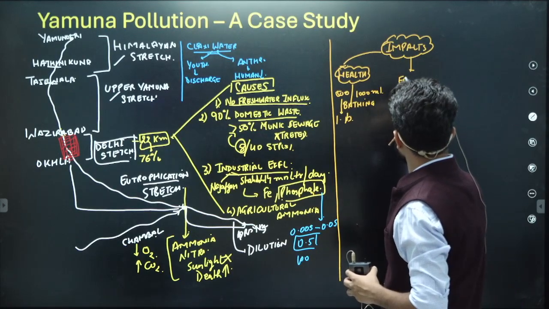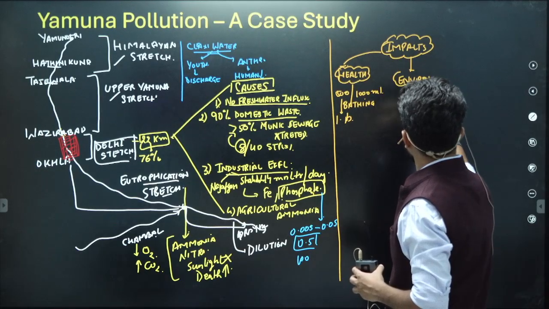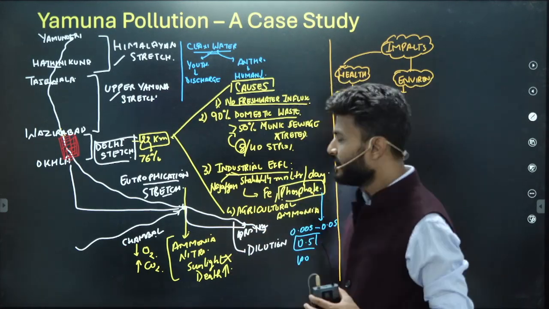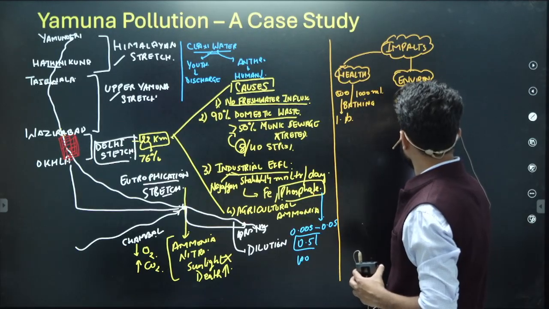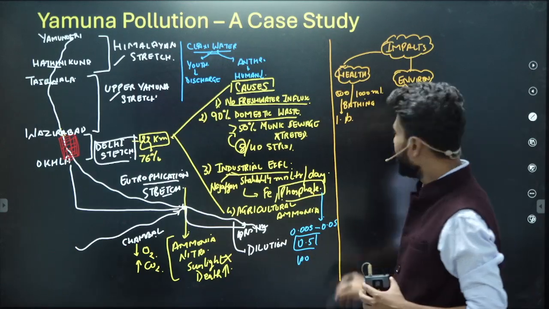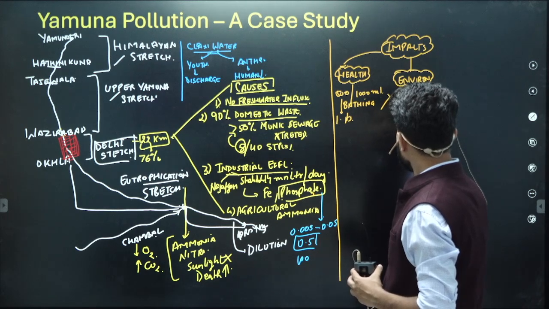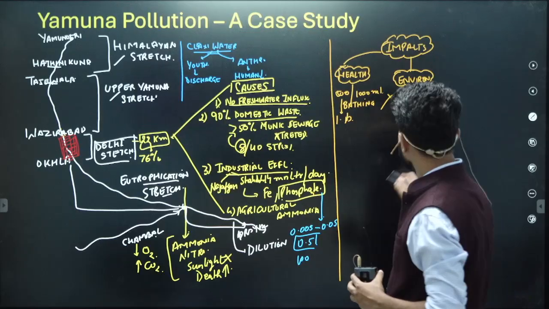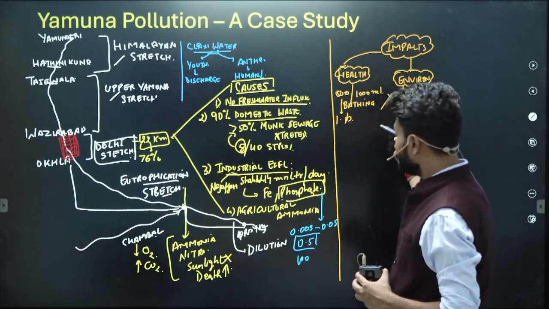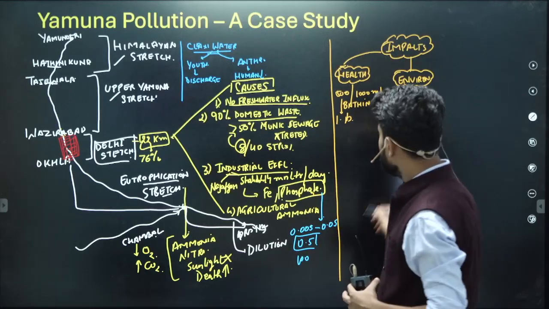Then another important thing is the environmental impacts. When the river chemistry is getting changed, obviously there will be huge loss of aquatic life, right? Aquatic life will be destroyed. There will be an increase in biochemical oxygen demand and a decrease in dissolved oxygen content.